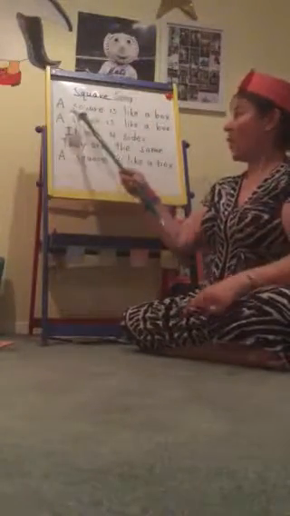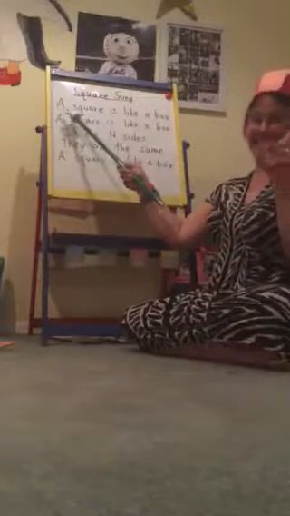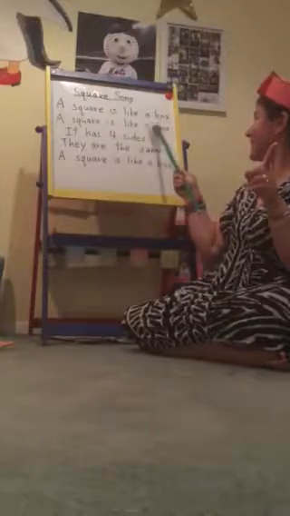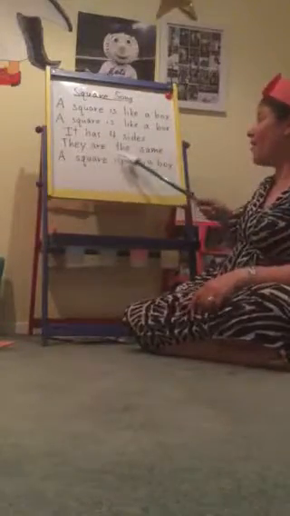Square song. 1, 2, 3. A square is like a box. A square is like a box. It has 4 sides. They are the same. A square is like a box.